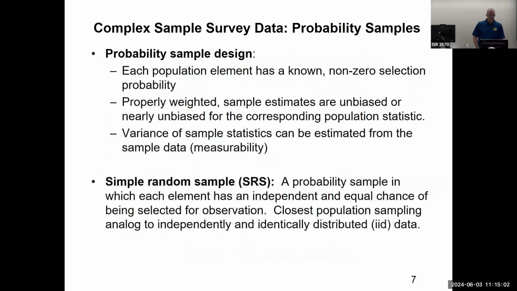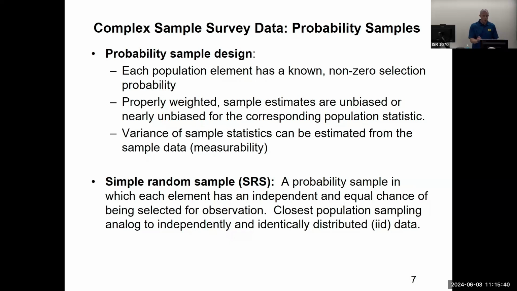So when we talk about complex samples, the one thing to recognize is that every type of complex sample that we talk about is a probability sample. Okay, so those terms are going to go hand in hand in this particular course. When you hear the term complex sample, that implies that you're dealing with data from a probability sample. So what do we mean by data from a probability sample? In a probability sample, every population element has a known non-zero selection probability.